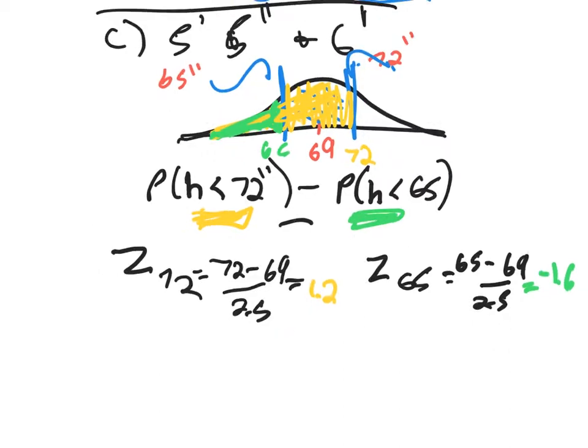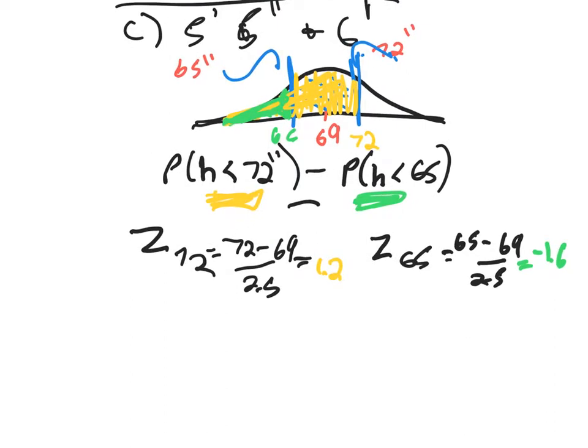So, does anybody remember what the area was to the left of 1.2? Remember when I did the answer wrong? What was that answer? The one that was wrong. 0.8849. 0.8849 minus. Now 1.6 we've not done yet. Negative 1.6, so I'm going to have to go back to the table and look.